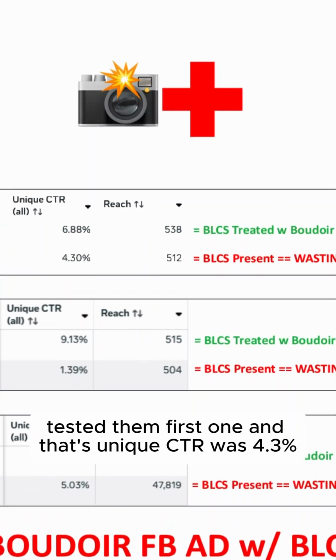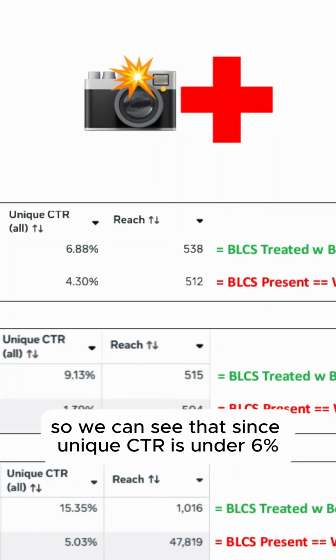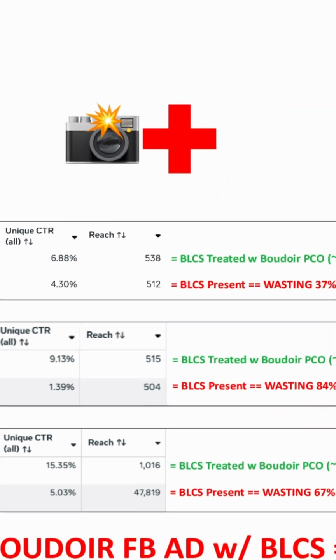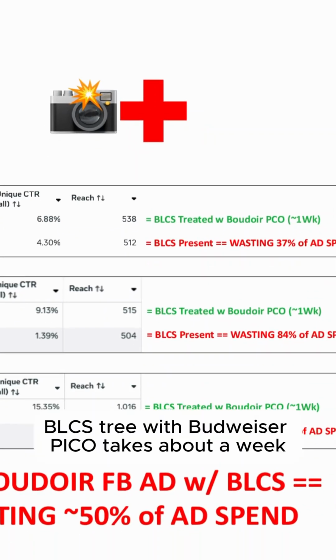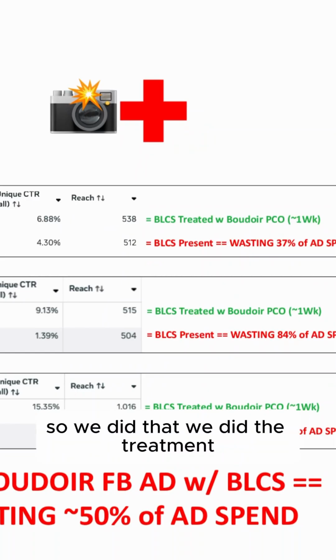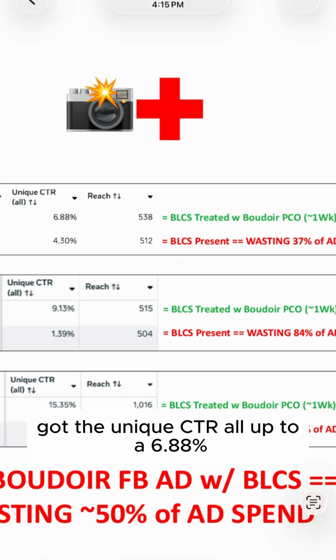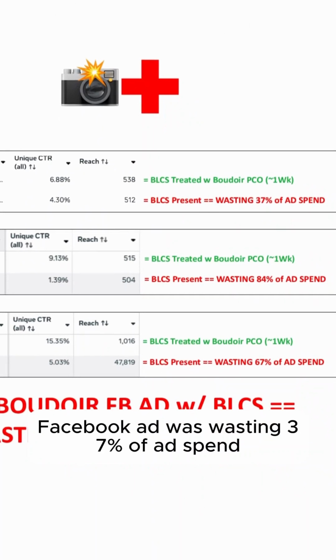First one, and its unique CTR was 4.3%. So we can see that since unique CTR is under 6%, BLCS is present, aka yes, boudoir low click syndrome. But now we got the solution for that. BLCS treated with boudoir pico. Takes about a week, so we did that. We did the treatment, got the unique CTR up to 6.88%. And we found out the original boudoir Facebook ad was wasting 37% of ad spend.